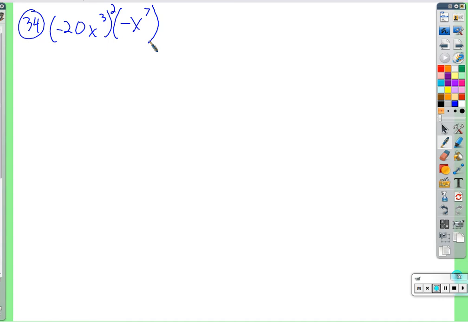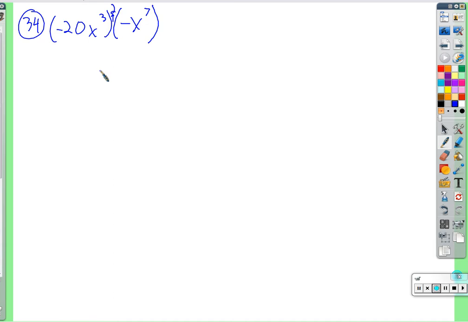Okay, so we're going to do 34. And we're always going to go back to the basics of what does this exponent mean? What is it asking of us, right? So let's start with this one. I did write the second part down. All right, so what does that 2 mean? -20x to the third power times itself.